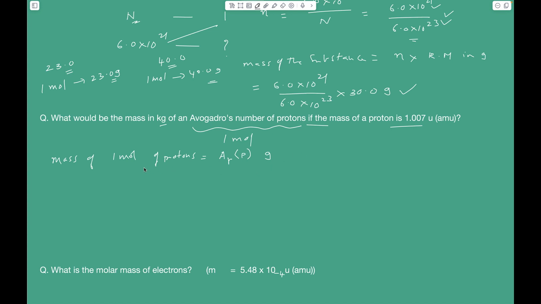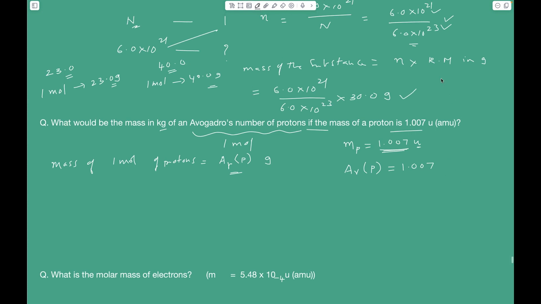So to answer this question, you need to know the relative mass of the proton. But we are given the mass of the proton, not its relative mass. It is given as 1.007 U. Then can you figure out the relative mass of the proton? It is just this number part, right? Without this unit, 1.007. We have done many examples like this before.